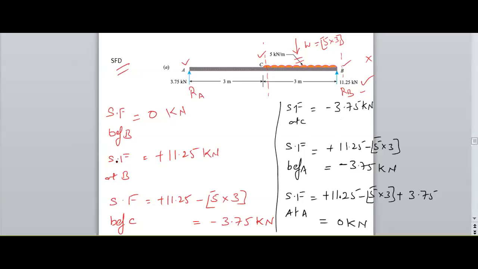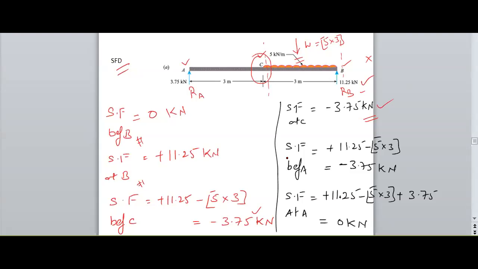Here, a small clarification: before and at having the same value if there are no external point loads. If any point is having a point load, we need to consider the before and at. Otherwise, it has the same magnitude. So here C has no point loads. Therefore, whatever the value, I consider that same value. If a point load is existing at C, I need to consider that point load.